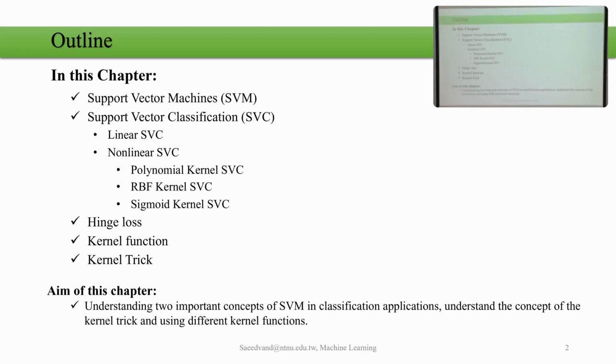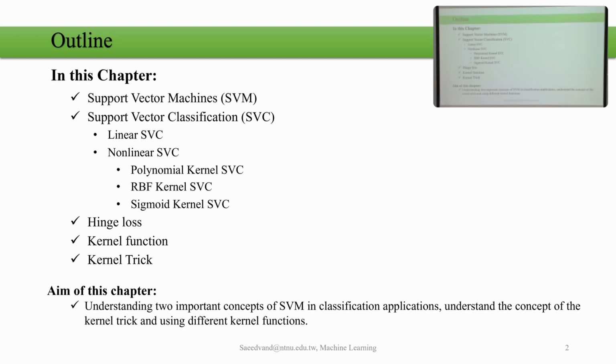So, if we want to have a look at the outline from a general perspective, we will define support vector machine at the beginning, the concepts that we need, the important elements that we need. Then we talk about the support vector classification, SVC, as a class of SVM algorithms, because we still are talking about classification and we want to focus on how we can classify the data that we have. We have linear SVC, linear support vector classification.